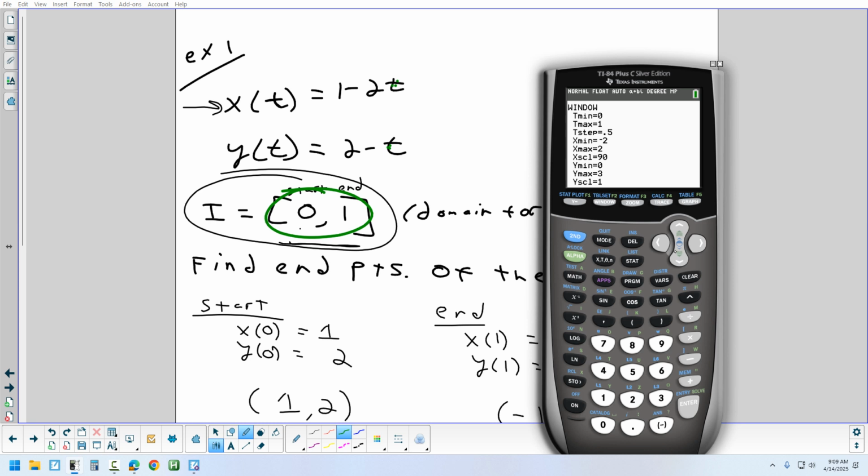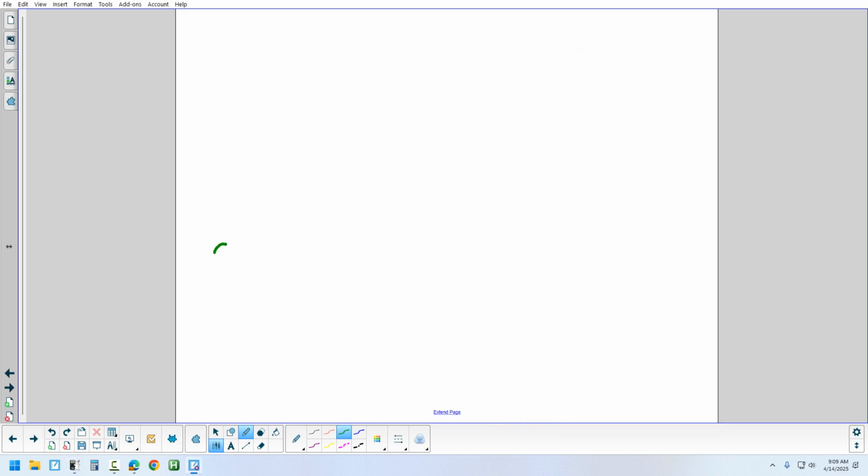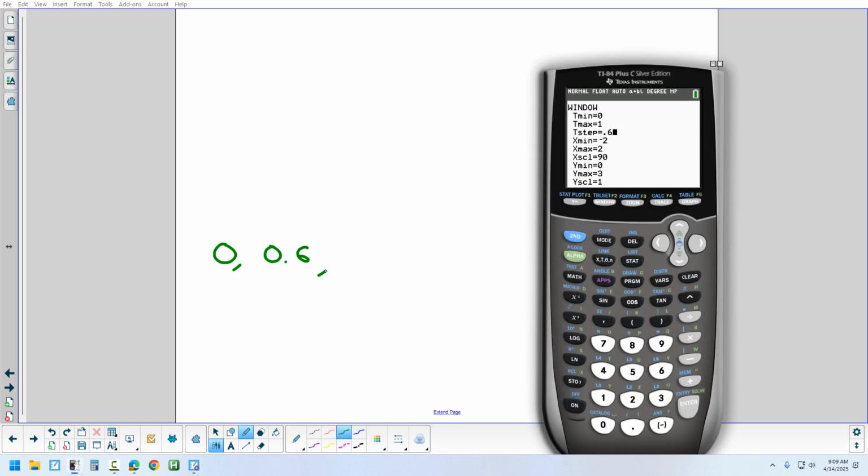Now, let's say I do 0.6, not a good t-step. What's the first number that it's going to plug in for t as it goes from the min to the max? 0. So it's going to start with 0. It's going to plug that in for t, get the answer, plot it. What would be the next one it would plug in? Then it's going to do 0.6. It's going to plug that in for t and then graph it. What would be the next one that it would want to plug in after 0.6? 1.2. It would want to do 1.2.